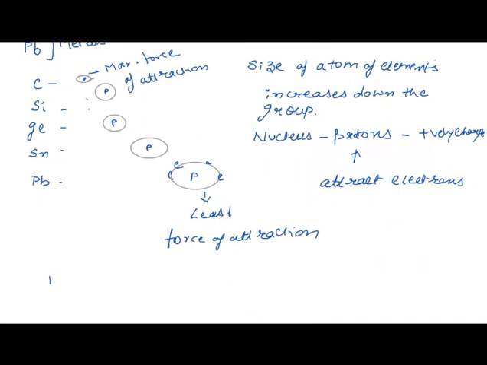So your lead, what can lead do? Lead can lose 2 electrons and form the plumbous ion, or it can lose 4 electrons and form the plumbic ion. But if I see the case of carbon, this has got maximum force of attraction. Can it lose electrons? No.